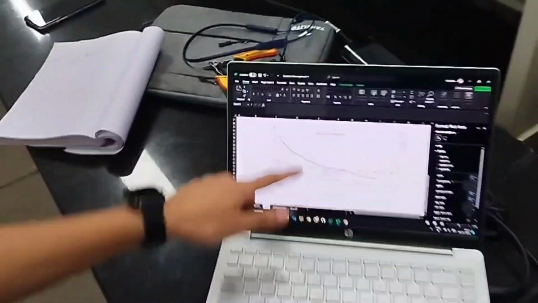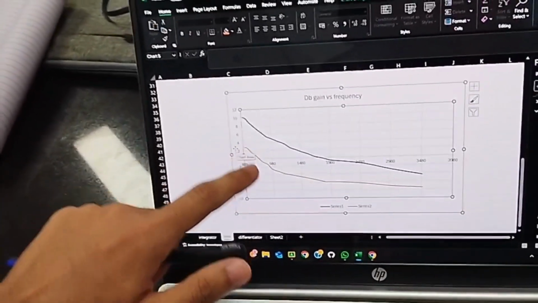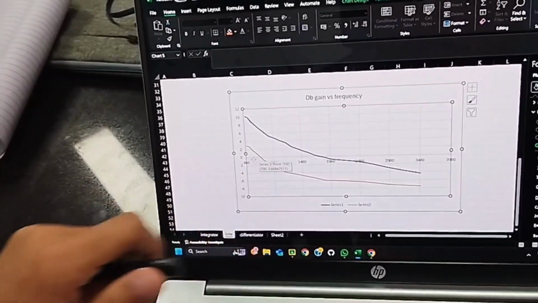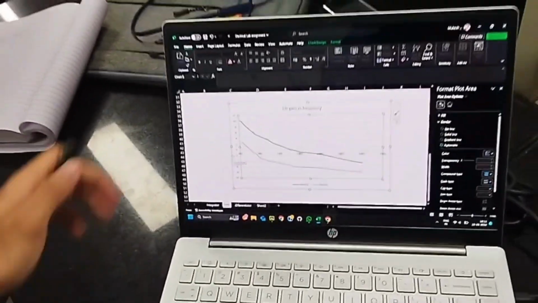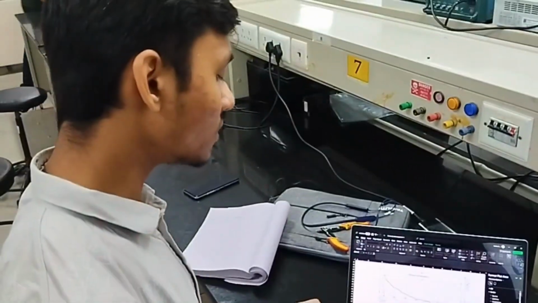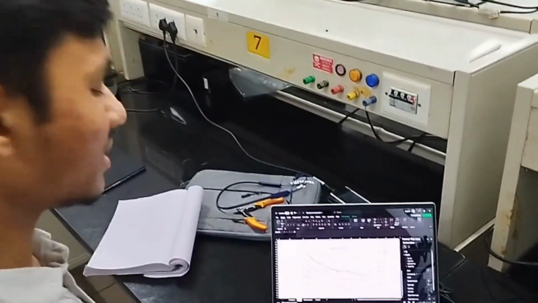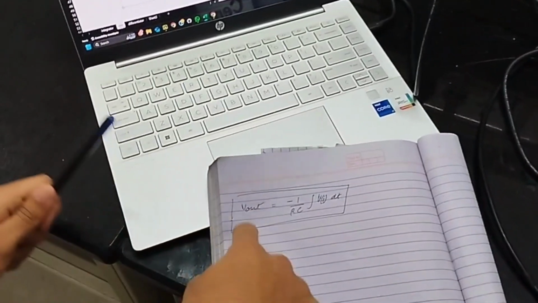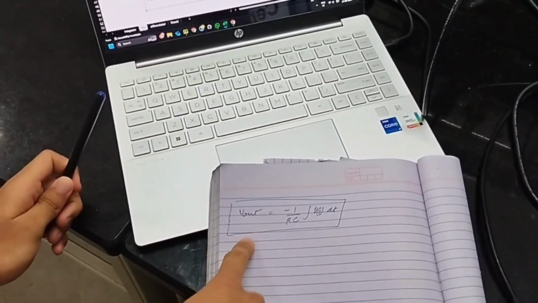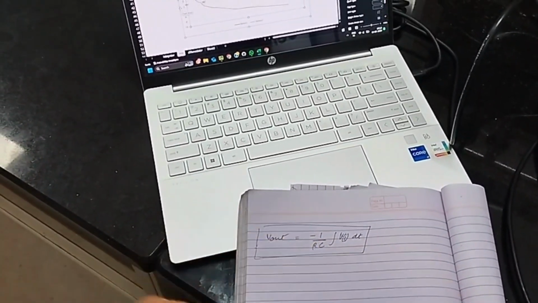This is the graph of the dB gain versus frequency for the integrator circuit. The upper curve, blue one, is for 1 kilo ohm resistor, and the lower one is for 2.7 kilo ohm resistor. The gain for the integrator circuit is 1 by RC. As the resistance increases, the gain decreases. Also, we can see that the V out will decrease. We have the formula V out for this integrator circuit, which is 1 by RC integration of Vi dt, and the negative sign is over here.